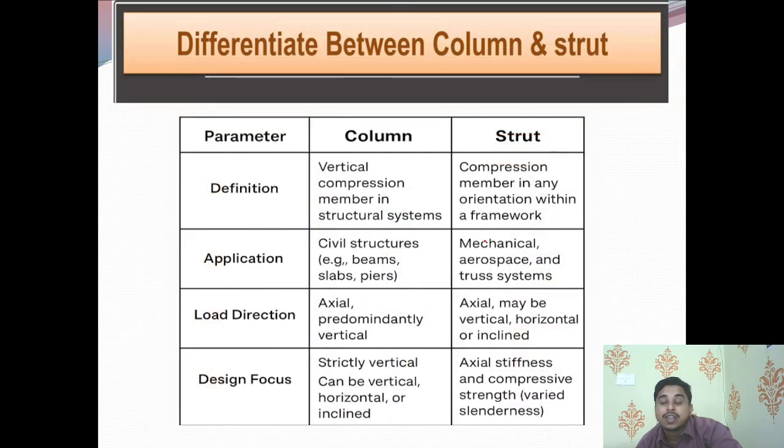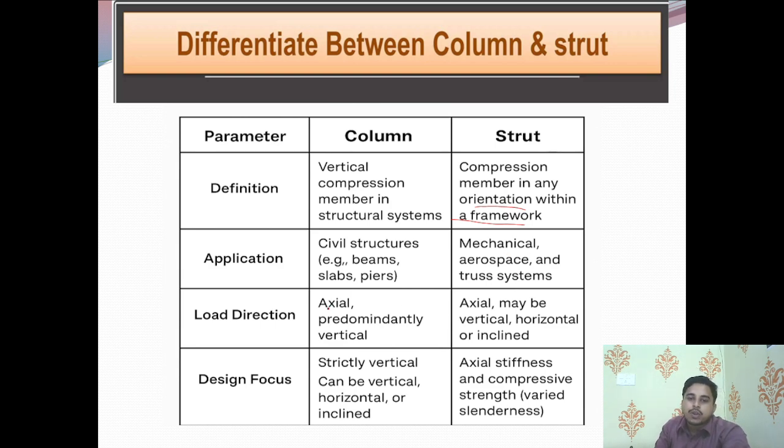Next, there are some basic differences between a column and a strut. The vertical compression member of a structural system is the column. A compression member in any orientation within a framework is a strut. In application, you can find columns in civil engineering, primarily in beams, slabs and piers. And for struts, you can find them in mechanical, aerospace and truss systems.